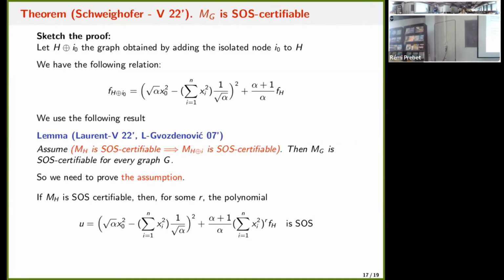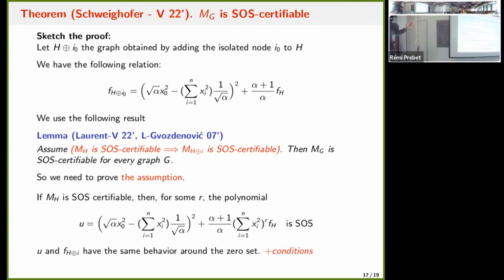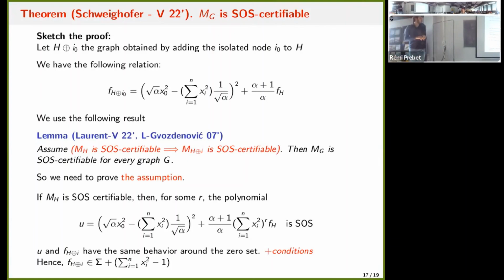That's the definition of being SOS certifiable. So then we use that in order to get, so we multiply here by this polynomial, which is a sum of squares, and since this is also a square, then this new polynomial u is a sum of squares. If you look at these two polynomials, they have the same behavior somehow. And then we can show that this is actually a unit. We can show that u and this polynomial have the same behavior around the zero set, and we can check also the conditions, and then we conclude that the claim is true.